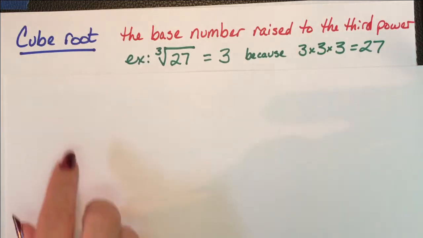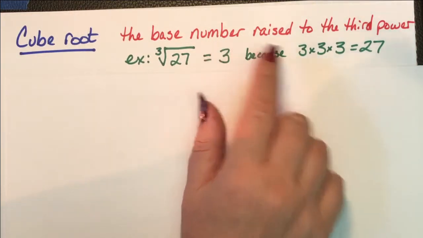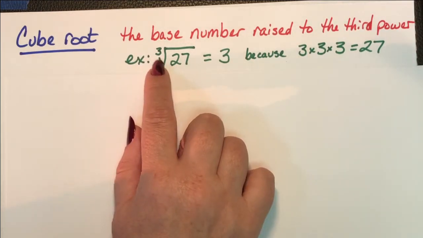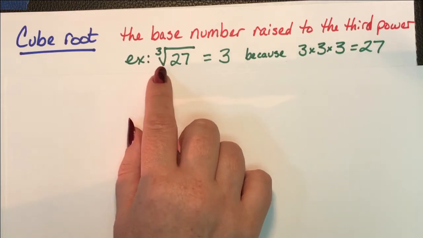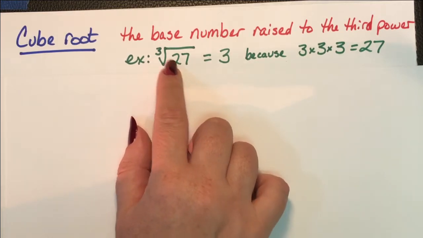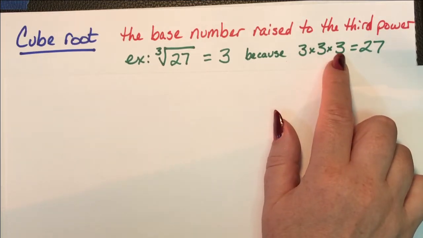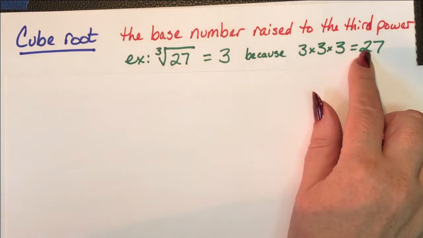We also have cube roots. A cube root is when the base of a number is raised to the third power, and that's written with a 3 above the square root sign. And this is read the cube root of 27. And the cube root of 27 is 3 because 3 times 3 times 3 is 27.